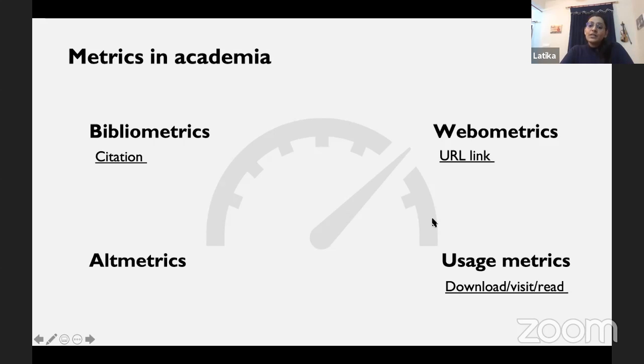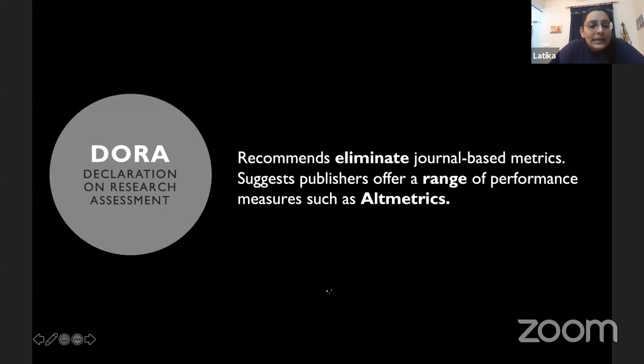And webometrics is when your paper is present on a particular URL link, and how many times that URL link is accessed by another link. So that is webometrics. It can also give you an indication of how much your research is being accessed. And then the usage metrics like downloads, visits, or reads, like we talked about in the previous slide. And then there's altmetrics, which we'll go over later.